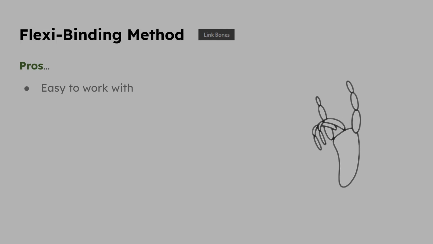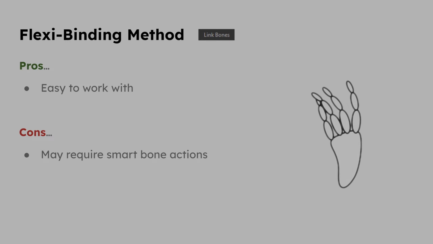Flexi binding is useful if your assets will only move in few ways, like bending an arm. Flexi binding allows you to have the whole arm in a single layer instead of having to divide the forearm and the upper arm. This makes flexi binding easier to work with, but you may have to adjust the animation with smart bone actions later on. Otherwise, the assets may bend in an undesired way.